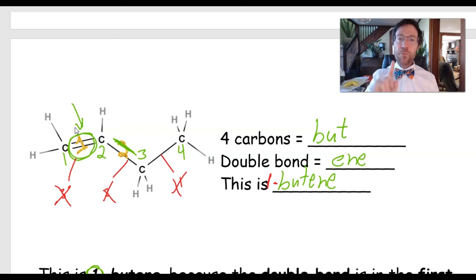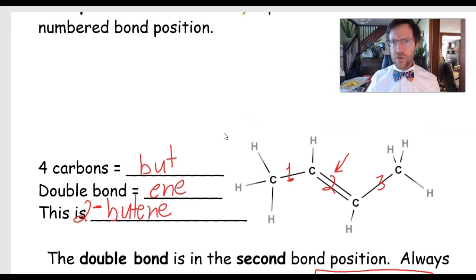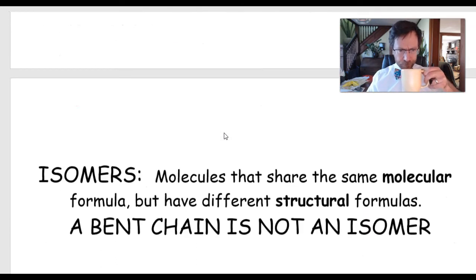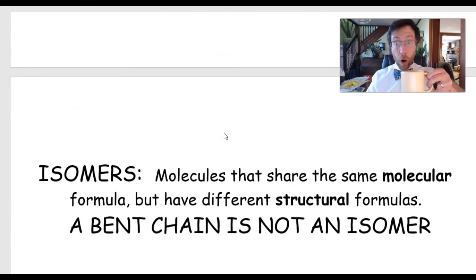So when we choose bond position, we're just going to give it a number. And you choose the number so that it's the lowest possible number. If you start counting from the left or from the right, you start counting so that the bond has the lowest number possible. If that makes sense. We're going to do this about 100 times so that it will. And this gives us words.